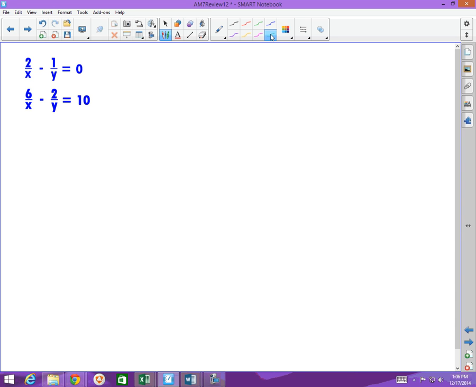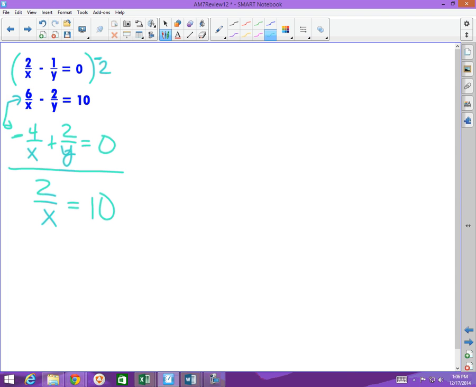All right, so for this one here, we have 2 over x minus 1 over y equals 0, and 6 over x minus 2 over y equals 10. So first I'm going to multiply the top one by 2, and let's make it a negative 2, so a negative 4 over x plus 2 over y equals 0. And then taking these two equations and adding them, 6 over x minus 4 over x is 2 over x. And 10 plus 0 is 10, because a negative 2y and a positive 2y is 0.